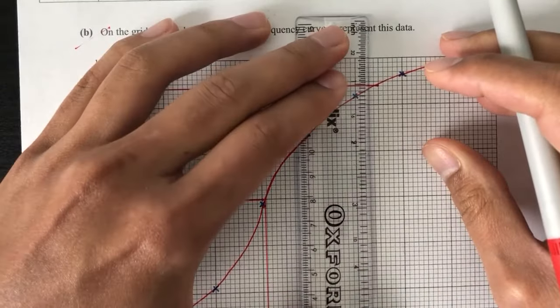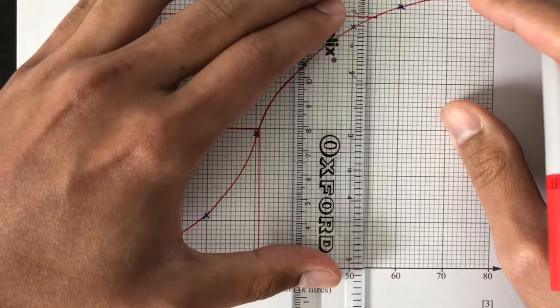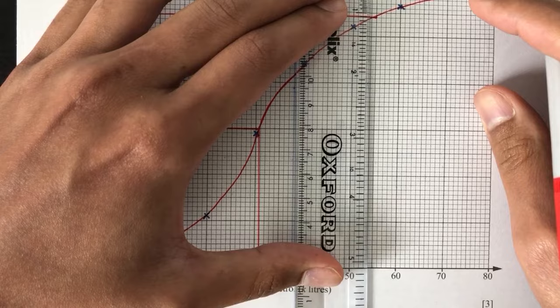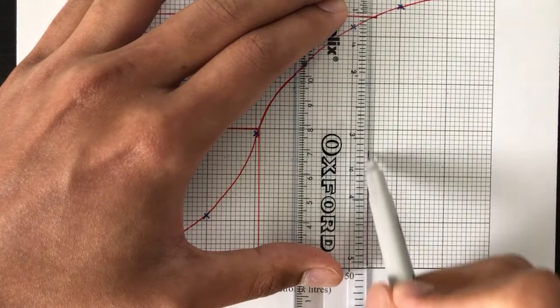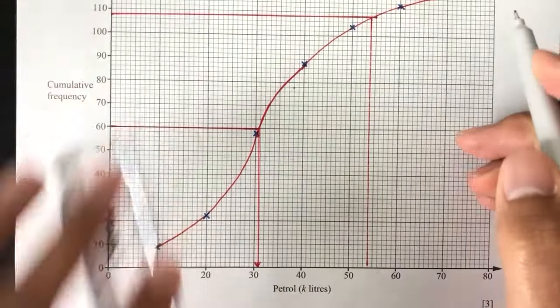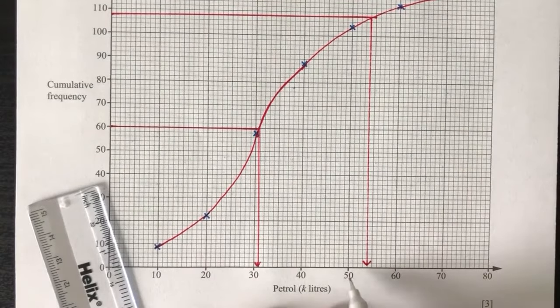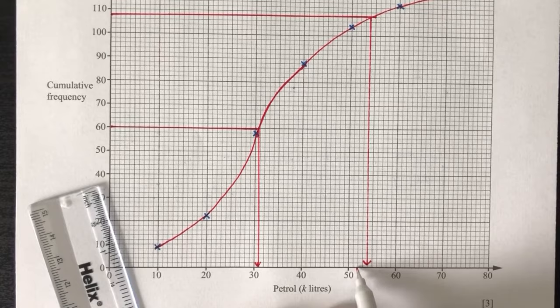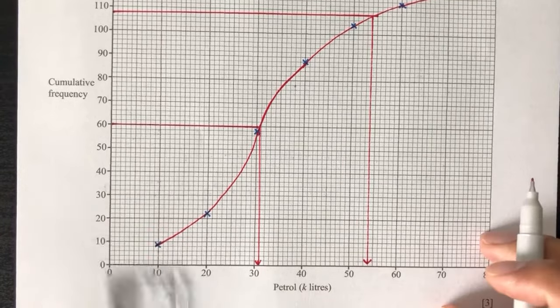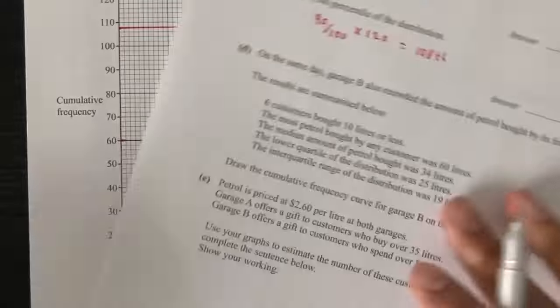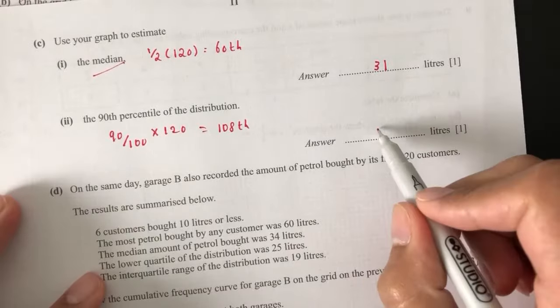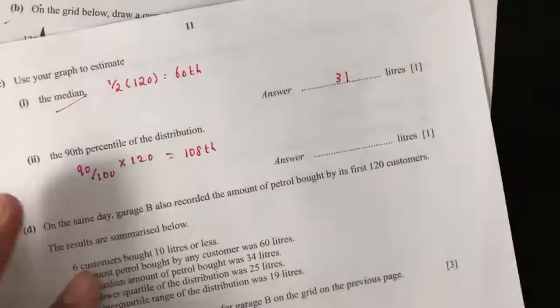Click my graph here. Let's find the corresponding value. It will be about this point, which is 1, 2, 3, 4. So 54 for my 90th percentile. So it's 90, it's 54, true, 54.